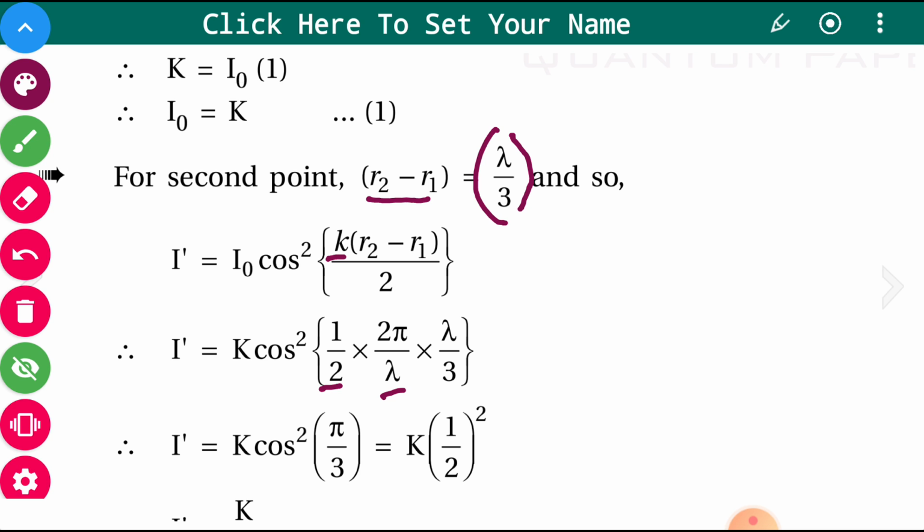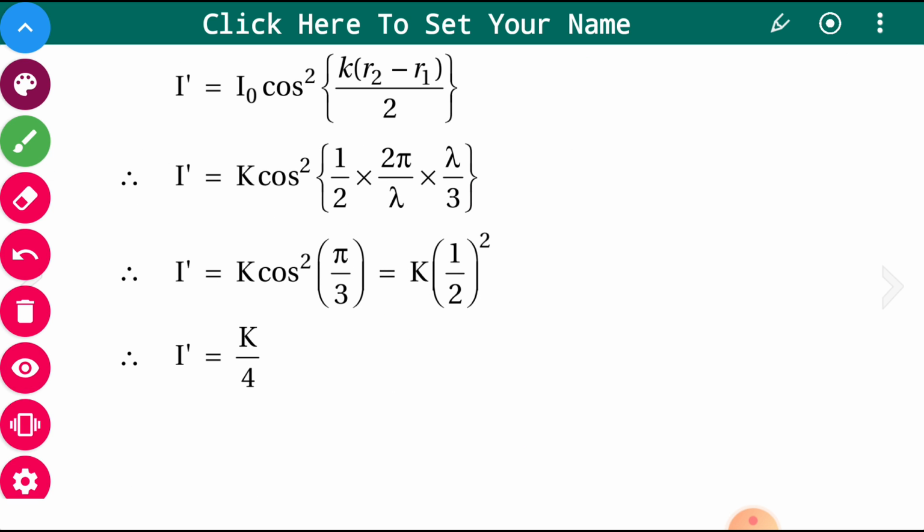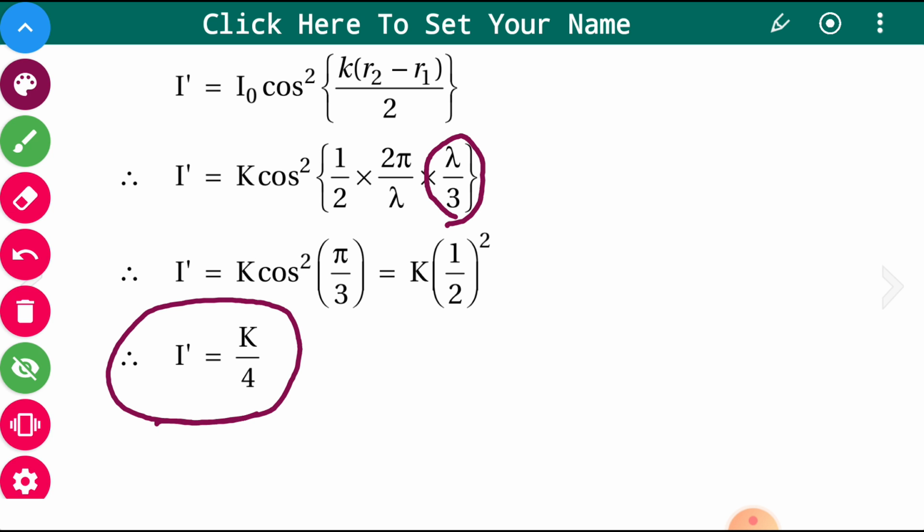So if you simplify, you will get pi upon 3, because the 2 and 2 will cancel out, and lambda will be cancelled out. We will have cos pi by 3, and cos pi by 3 is 1 by 2. Since it is cos square, the square of 1 by 2 will be 1 by 4. And I0 is already with us, that is k. So if you place the values and simplify, then the intensity at the point where the path difference is lambda by 3 is found to be k by 4.